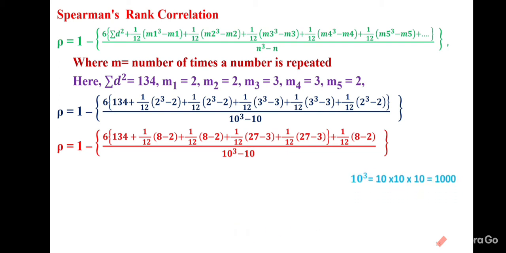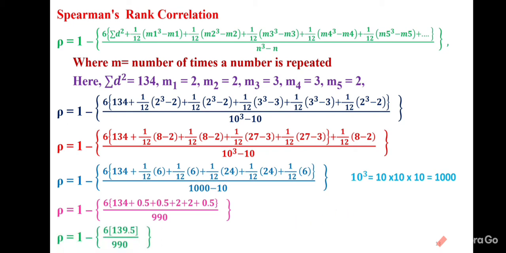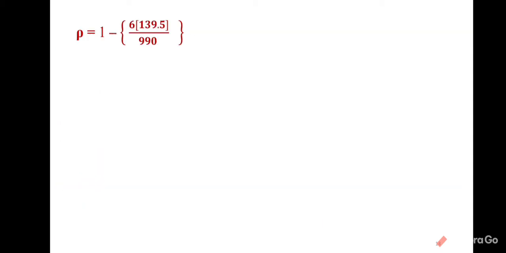In this simplification we know the cube values, so we get 6 divided by 12, 6 divided by 12, 24 divided by 12, 24 divided by 12, 6 divided by 12, in simplified form. So 6 into 134.34 plus 0.5 plus 0.5 plus 2 plus 2 plus 0.5, divided by 990. After all the simplification, 139.5 will come. 6 into 139.5 is calculated, so this value is 837 divided by 990.